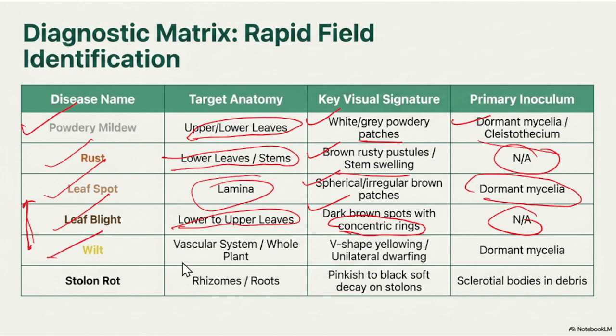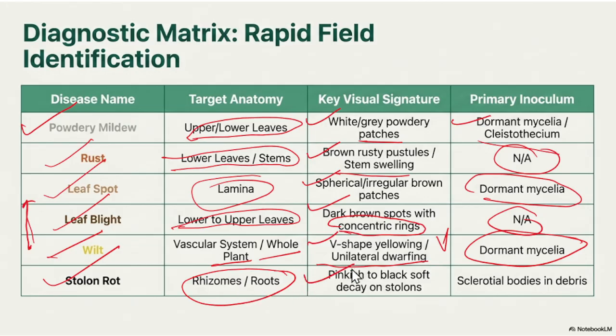In the wilt, the vascular system or the whole plant may die. There is a V-shaped yellowing on the leaves. That is the V-shaped structure or unilateral drooping that was seen. The dormant mycelium is the primary inoculum. In the stolon rot, there is rhizome rot or pinkish to black spot decay on the stolon, and the sclerotial bodies in the debris act as the primary inoculum for the disease development.